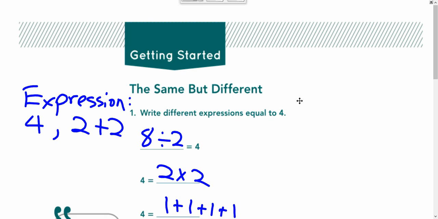Hello and welcome to this video on equations and solutions to equations. We're going to start here on page 88, starting a new section today.